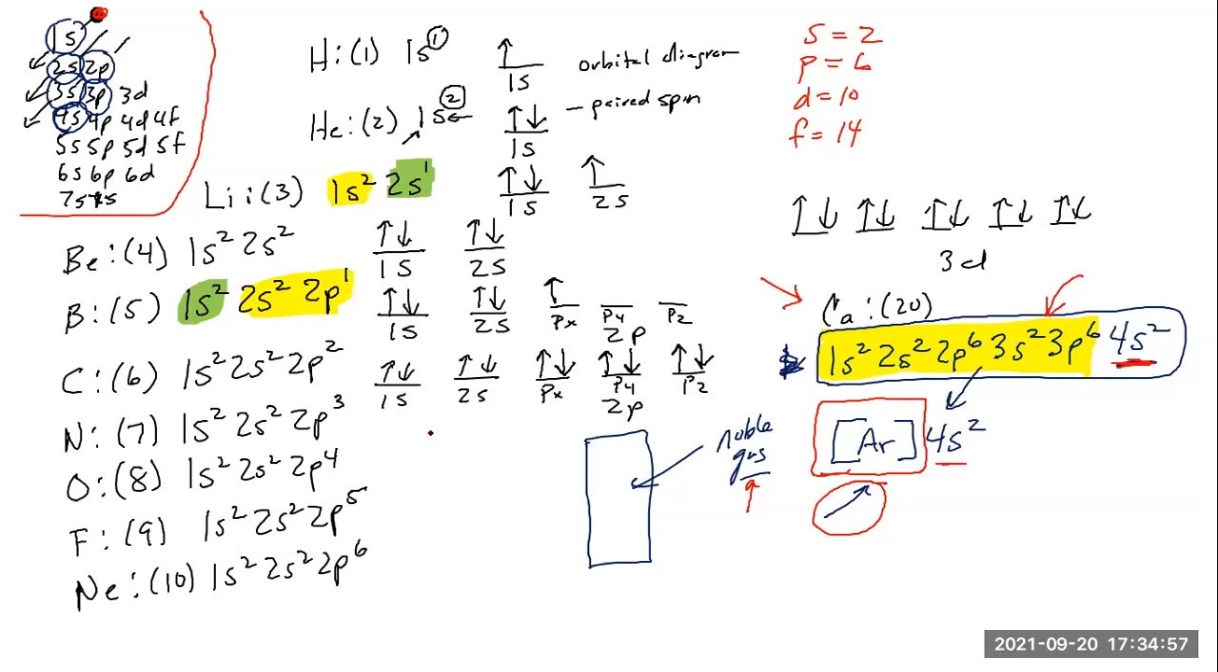So if we look at, let's do sodium, for example, which is 11, it would be 1s2, 2s2, 2p6, and 3s1 would come next.